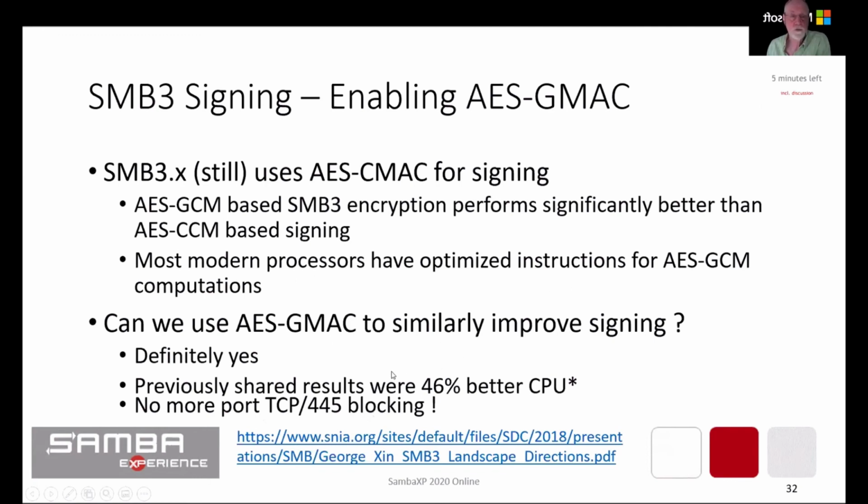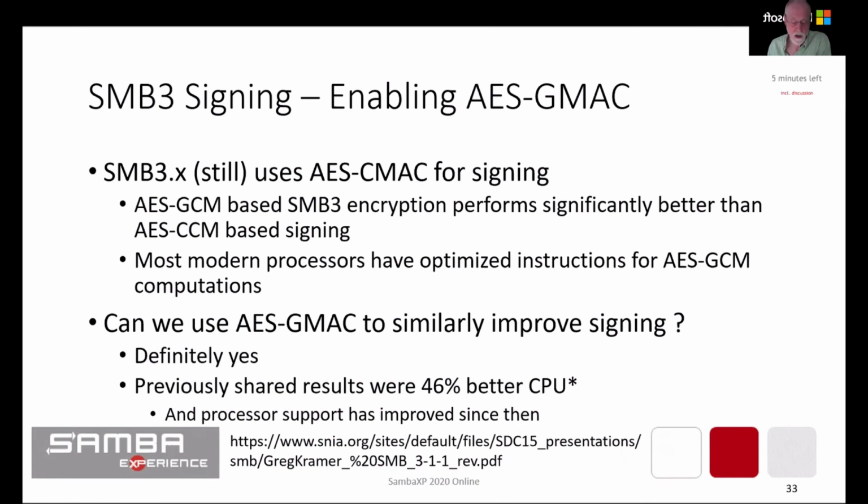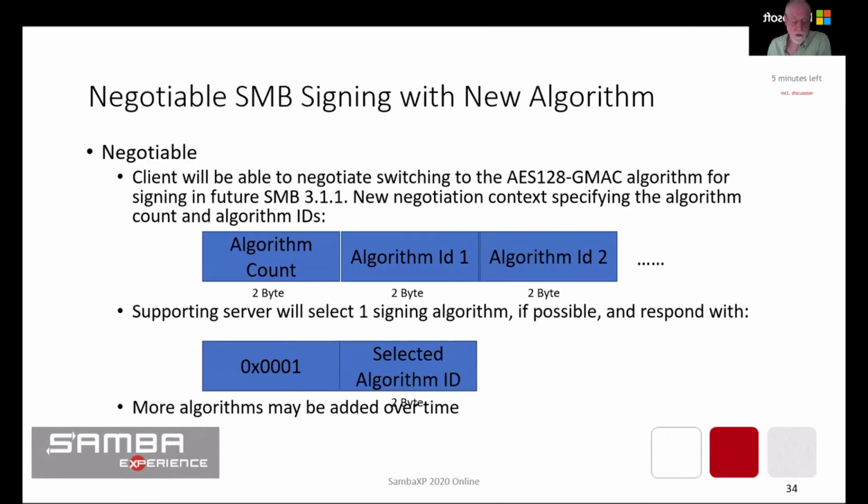Can we use GMAC to improve this? Yes. Back in SDC 2015, almost 5 years ago, we talked about it, and we showed that throughput went up and CPU utilization went down 46%. It's gotten better since then, as the CPUs have gotten better. So this is still on the roadmap and still expected. It's a very simple change. There will be a new negotiate context, which will look for an alternative algorithm to CMAC. If both client and server support it, it can be used.